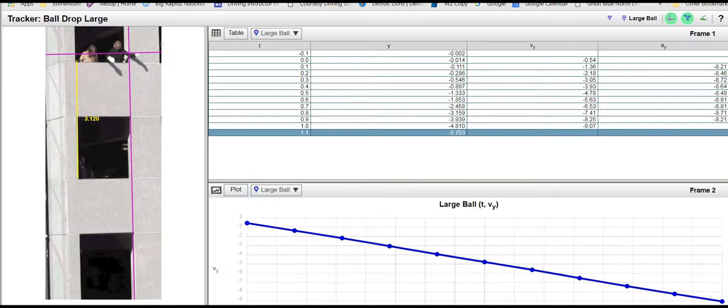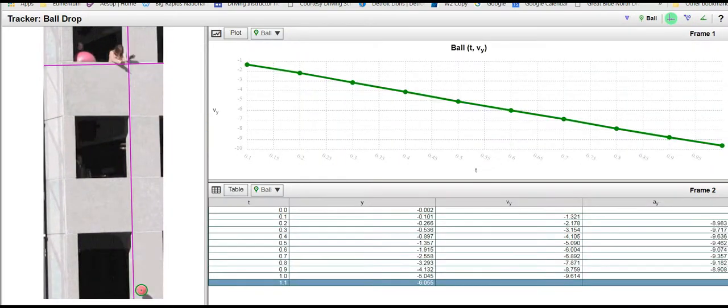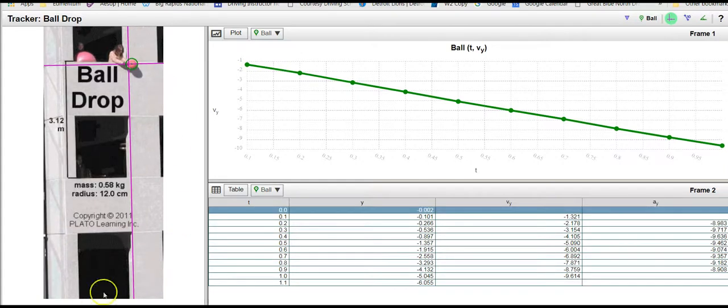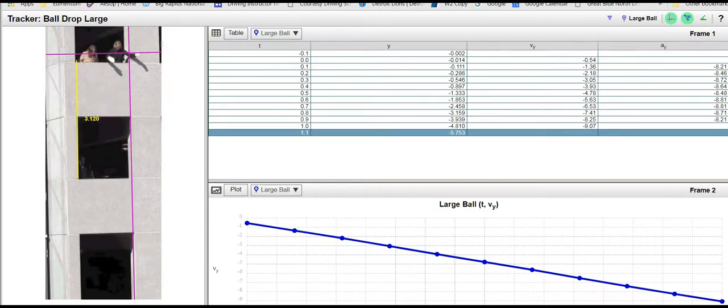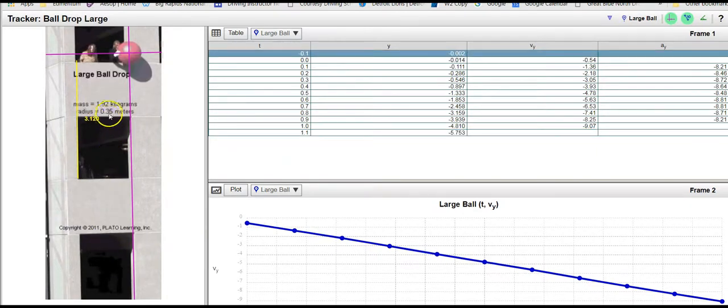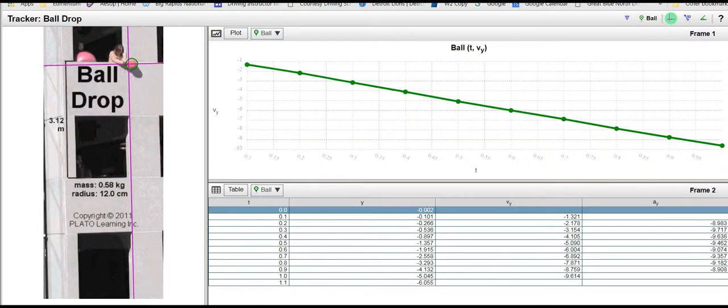So we compare that graph to this graph. So that's for the smaller ball right there. That ball was only 0.58 kilograms, 12 centimeters. There's the other ball, which is a lot larger, almost 4 times the mass and almost 3 times farther around. It's a bigger ball. If you notice though, what's happening? Look at these graphs. So time versus velocity there, and then this graph, time versus velocity here. They're pretty much the same.